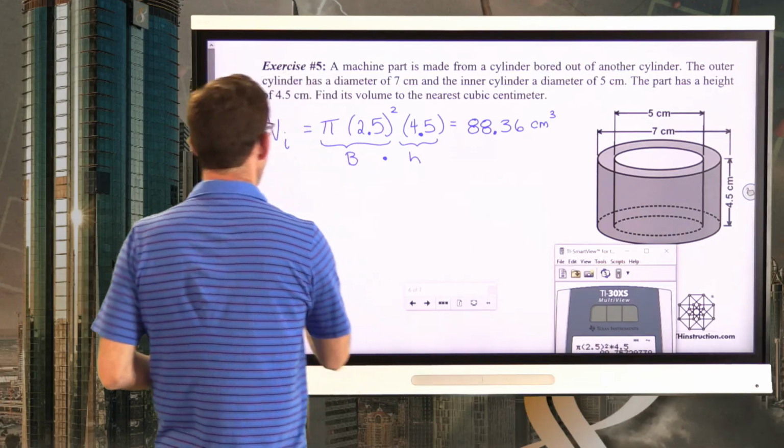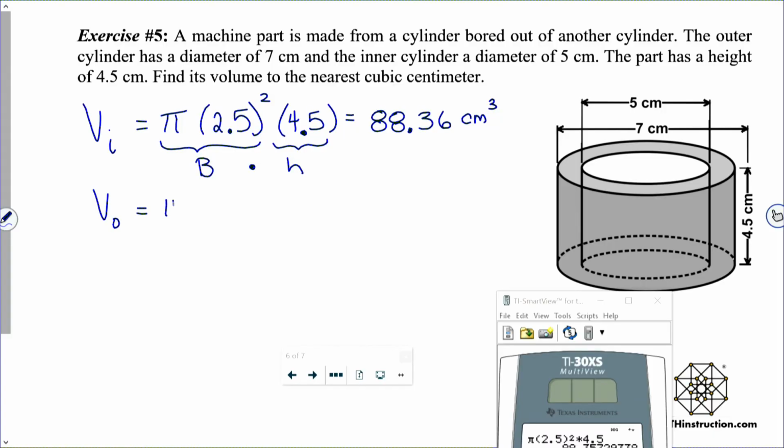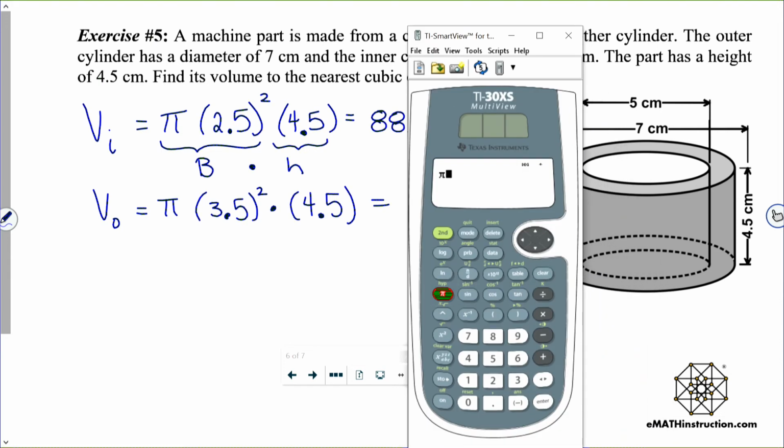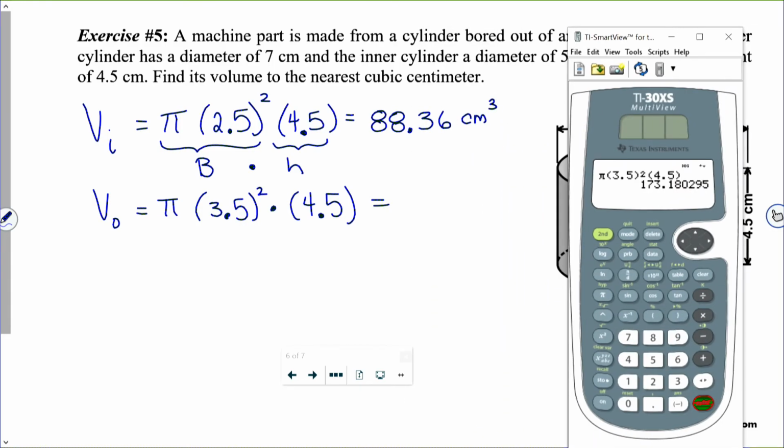That's the bigger one, right? And it's going to look very, very similar because the area of the base is going to be pi. Half of 7 is 3.5. And then I have to multiply by the same height, right? It's also a height of 4.5. Okay, and let's do that all at once. So we're going to get pi times 3.5 squared times 4.5. I don't need the multiplication symbol anywhere here because we're enclosing all those in parentheses. So we get 173.18 cubic centimeters.